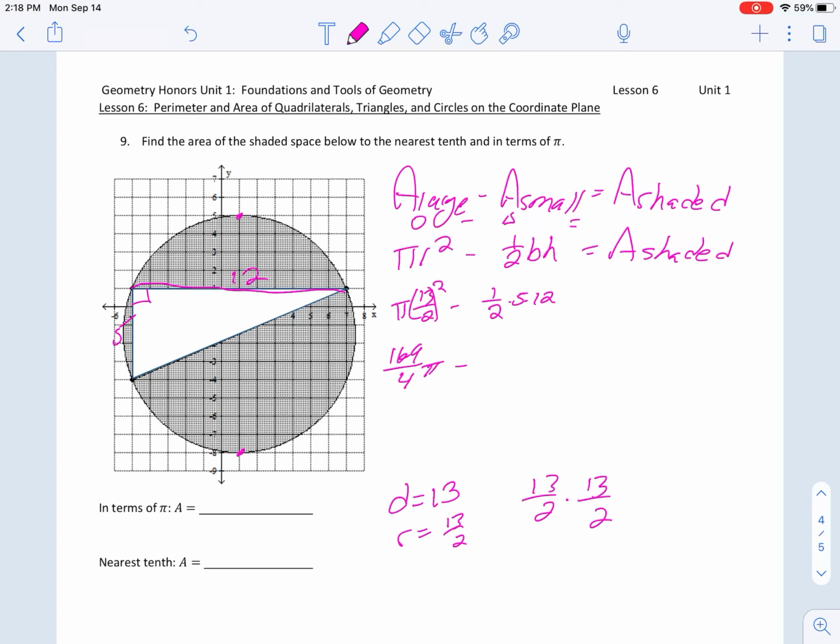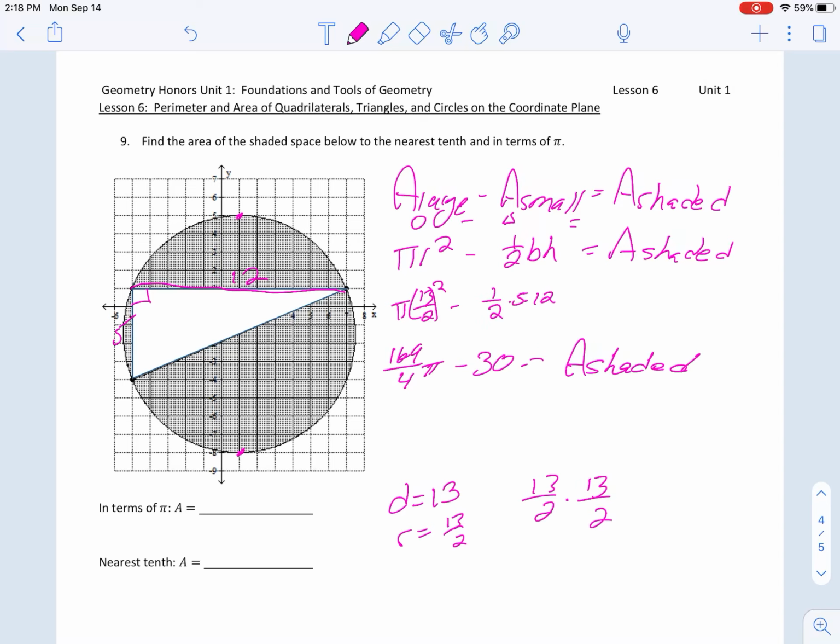Typically, we leave fractions with pi. We leave pi's as a fraction there. So don't write the decimal. It's okay, but typically, formatting-wise, we just usually write a fraction with a pi. Now, 1/2, 5 times 12. 5 times 12 is 60, and half of 60 is then 30.